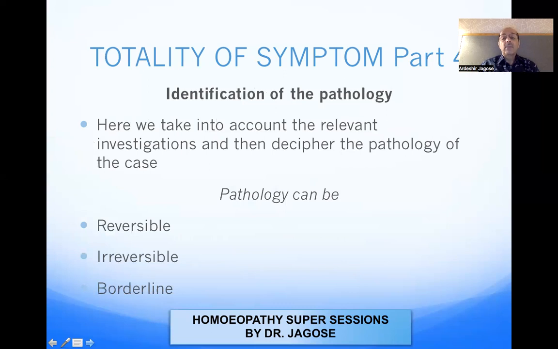Now, identification of the pathology. Here we take into account the relevant investigations and then decipher the pathology of the case. So the pathology will be seen in the investigation reports, and after seeing all the reports, we can come to a conclusion. Pathology could be reversible, it could be irreversible, or it could be a borderline case between reversibility and irreversibility. You're not very sure that after giving the homeopathic similimum, the pathology may be reversed or may not be reversed. So it's a borderline case.